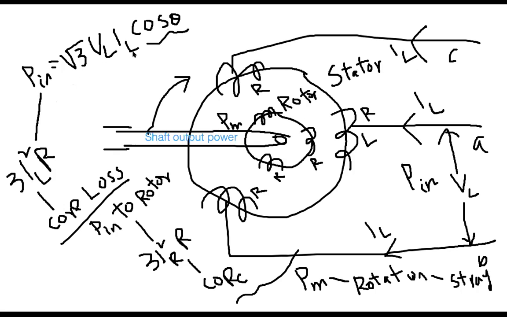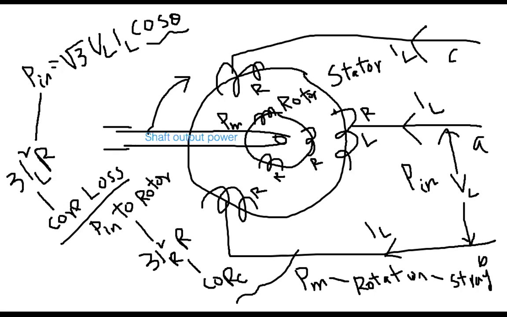P in equals root 3 V L I L cos theta. That is at the very beginning. You are applying this power, the power input that is coming from the line. That power is entering into the stator circuit at first. So overall, at the beginning, this is the input power. And then you are subtracting the 3 I L squared R loss on these 3 coils on the stator, and also subtracting the core loss of the stator.